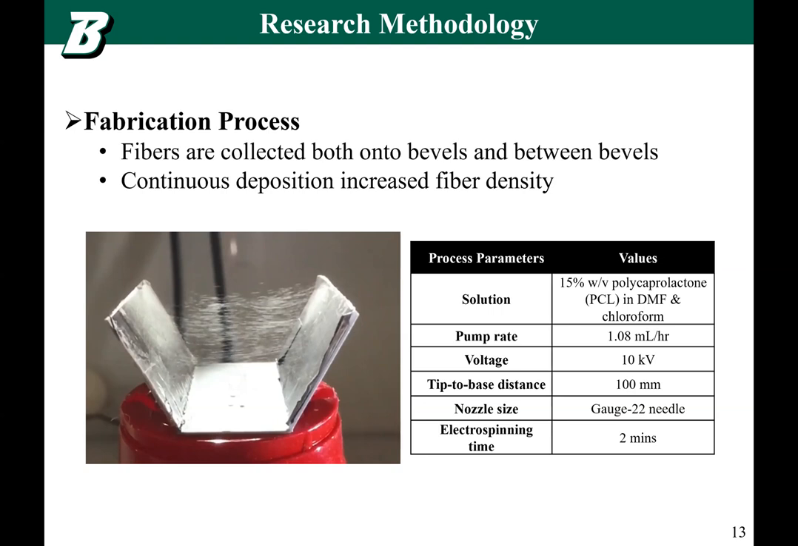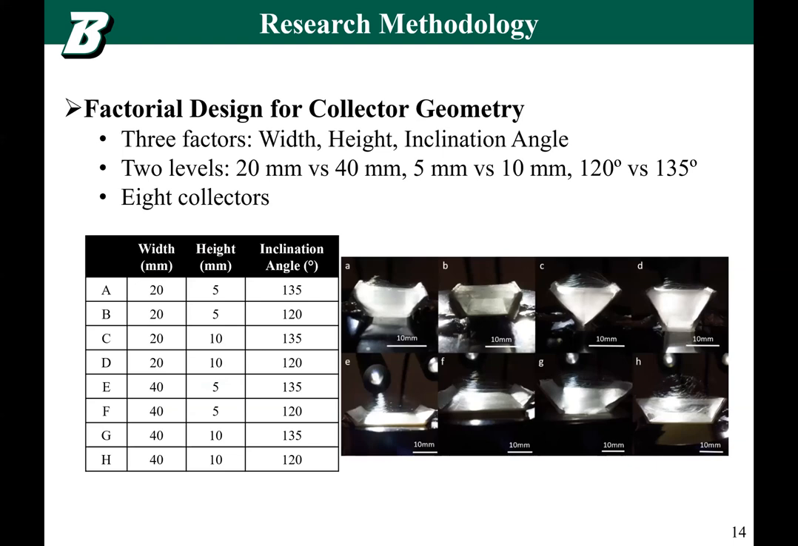Now that we have the scaffold, we want to know what kind of effect can affect the fiber diameter or fiber density, as well as fiber alignment. So in order to investigate the effect of collector geometries on the fiber diameter, fiber density, as well as fiber alignment, we designed a factorial experiment that includes two levels for collector width, two levels for collector height, as well as two levels for collector inclination angle. So totally we got eight different collectors, and we fabricate eight different scaffolds.